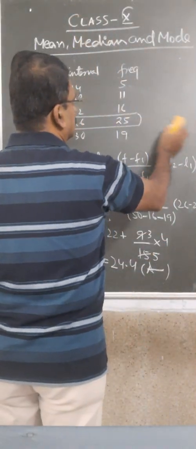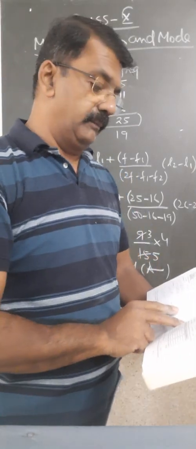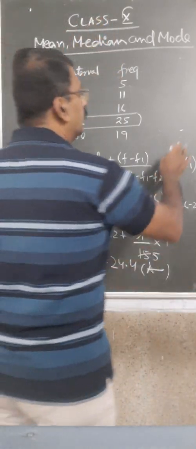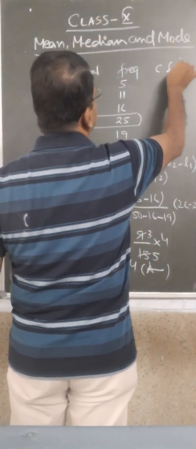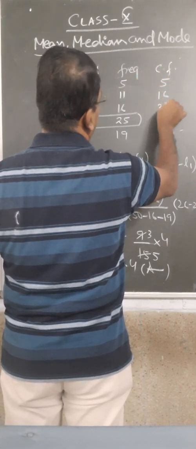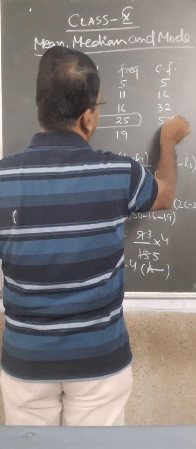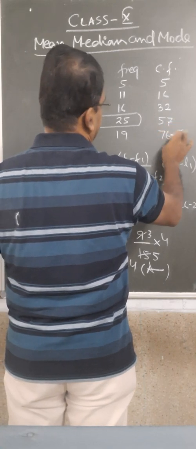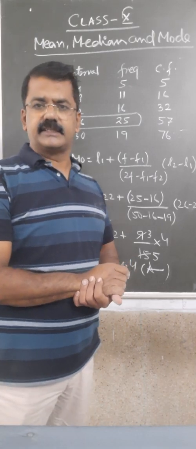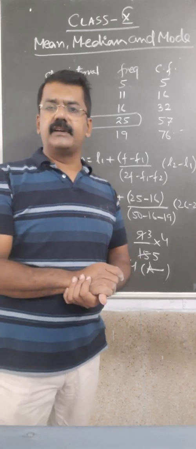Now, although the question was only to find the mode, but in the same question we can find median also. But for median, you know, you have to write down the cumulative frequency first, and the cumulative frequency is 5, 16, 32, 57, 76. So the sum of the frequencies is 76. Now half of 76 is 38.